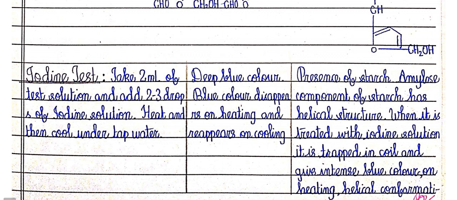An iodine test is performed. Take 2 ml of test solution and add 2 to 3 drops of iodine solution. Heat and then cool under tap water. The deep blue color disappears on heating and reappears on cooling.